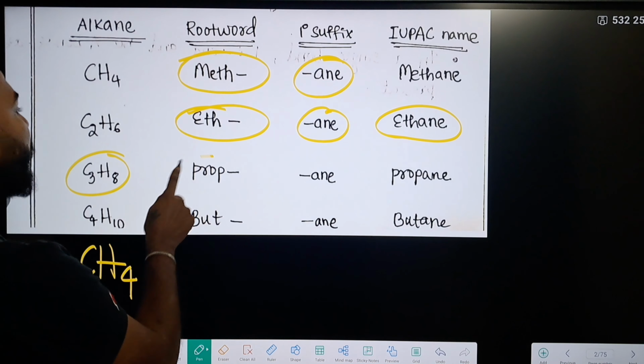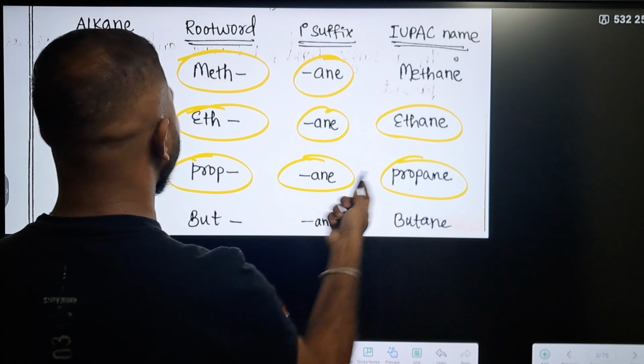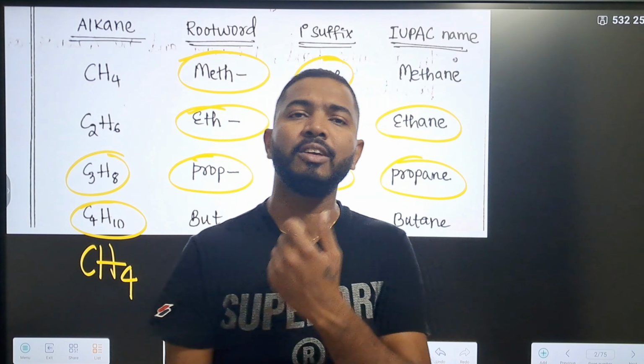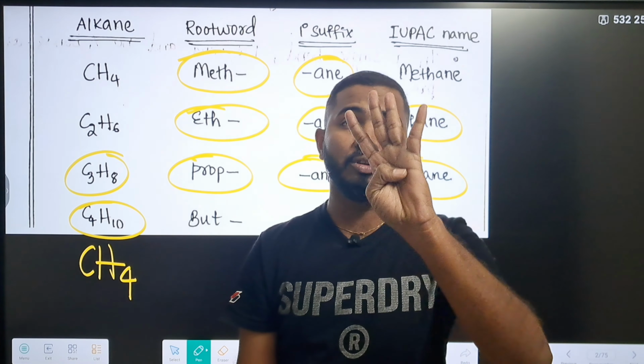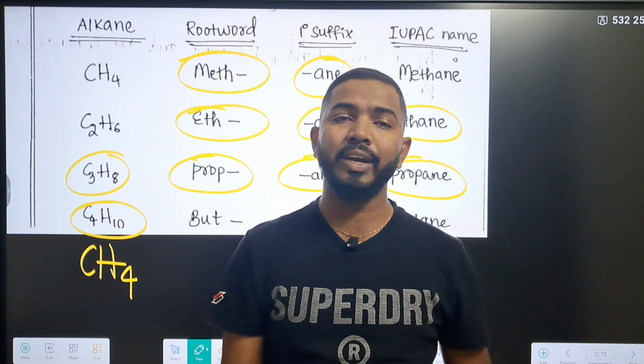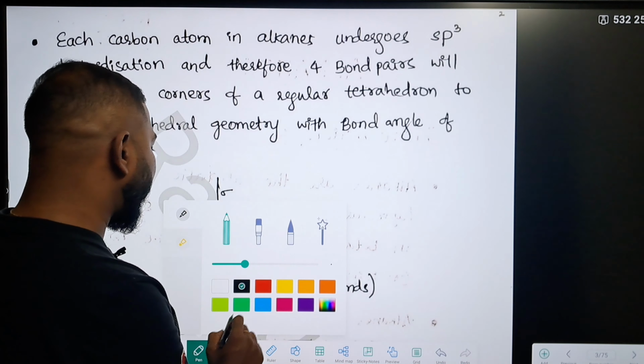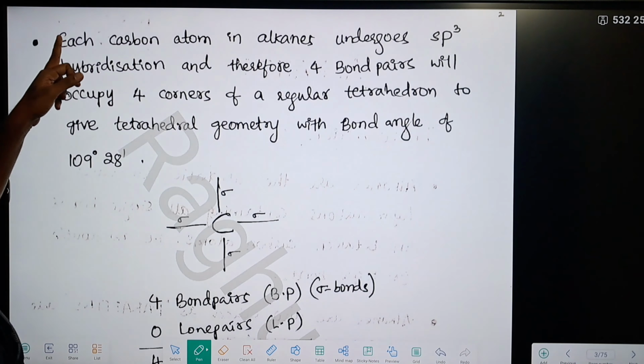And then C3 is prop, and then propane. And then C4, that is, if you have 4 carbons, in place of n, if you take 4, the root word we need to use is but, and then we are going to get ane. So butane is the formula. And then next, in alkanes we are going to see this particular condition.